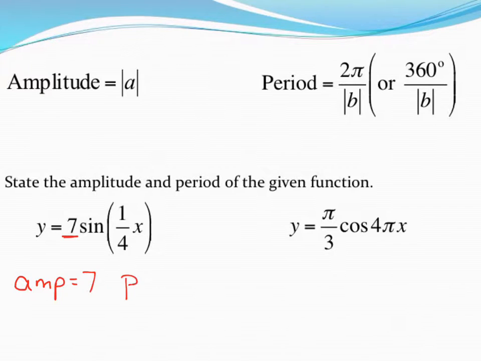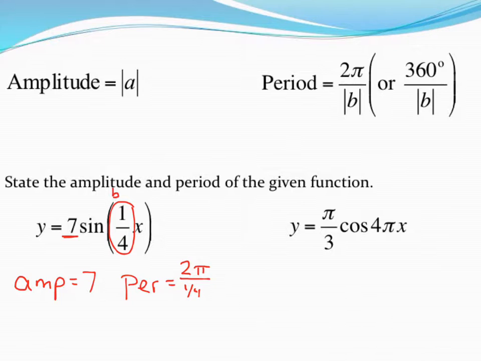To find the period, we have to do a little bit of work. What we're going to do is take the normal period of a sine or cosine graph, which is 2 pi, or 360 degrees if you're working in degrees, and divide that by our b value. Our b value is the coefficient of x. So in this case, we have 2 pi divided by 1/4.